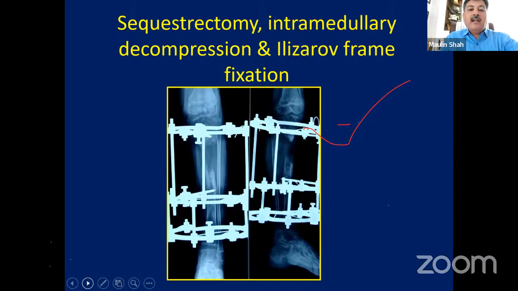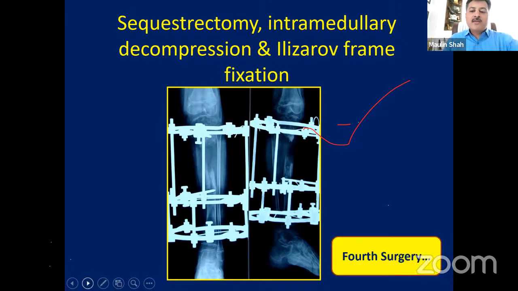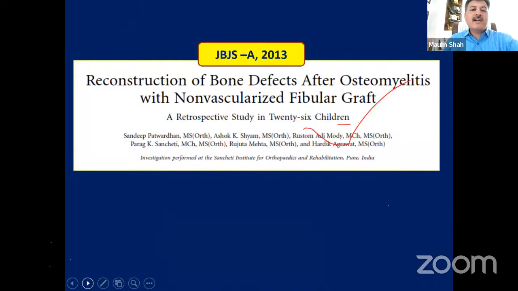And I did not even get an MRI because I was going to open everything and debride it. So using pediatric reamers, we decompressed the canal, thoroughly lavaged, and then put the frame, thinking that once the infection settles down, we'll do a distal corticotomy and transport. So that was the fourth surgery for this poor child.